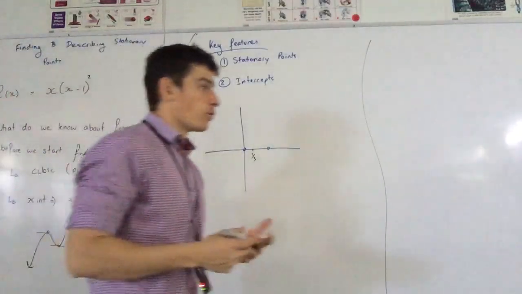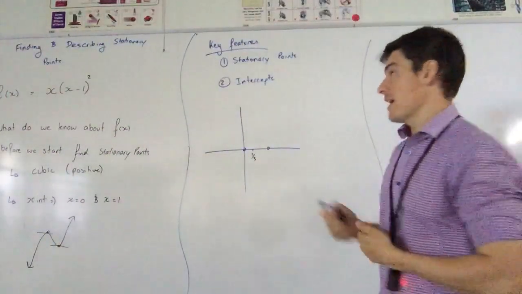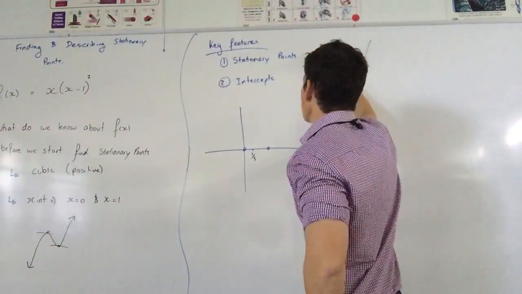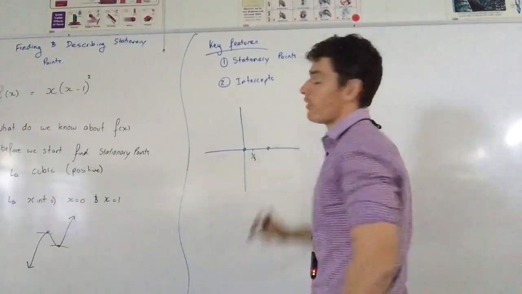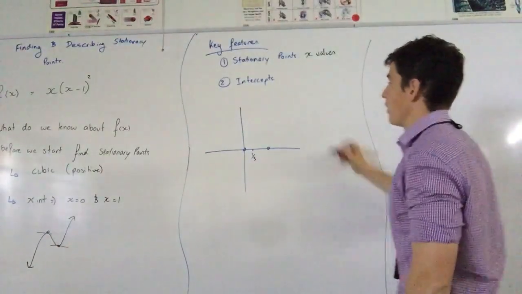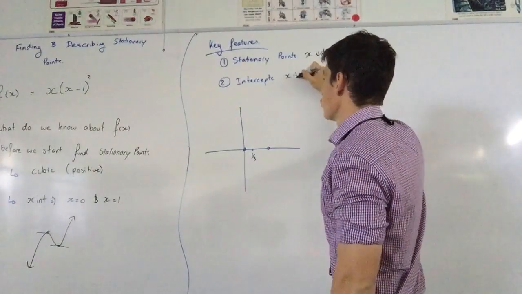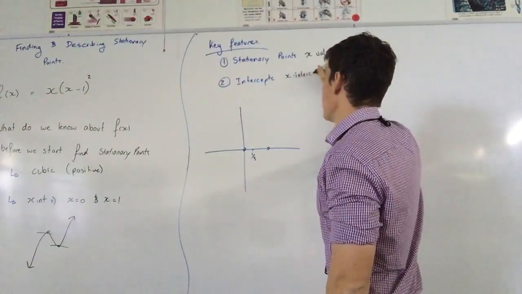Some of you are probably thinking we've already got our stationary points. We have our x values, so we know our x values for our stationary point. We need to find our y values. And for our intercepts, we have our x-intercepts, which we identified straight up by looking at the graph.